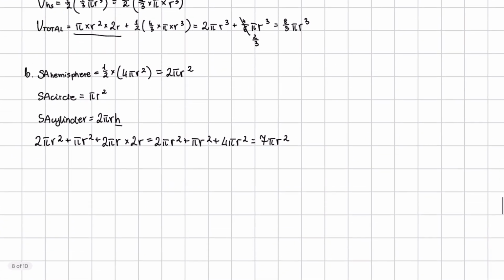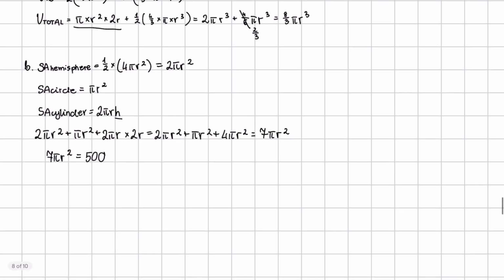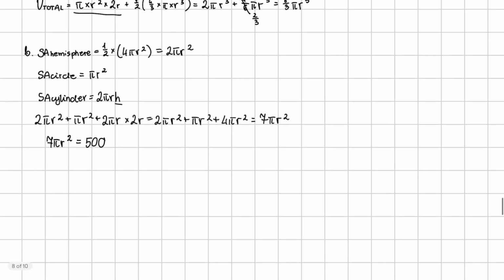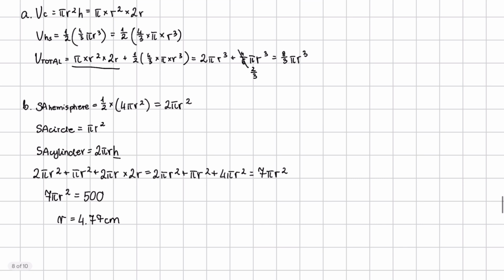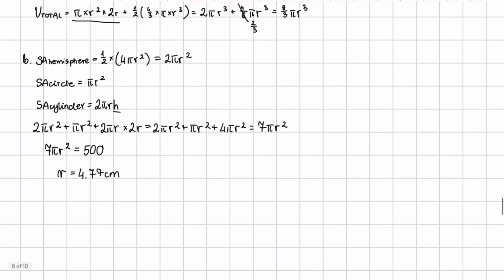So we can write that 7 times pi times r squared equals 500. We know that it has to be smaller or equal to 500, but we can solve it like this in our solver. So our radius is 4.77 centimeters, so this is the maximum possible radius.